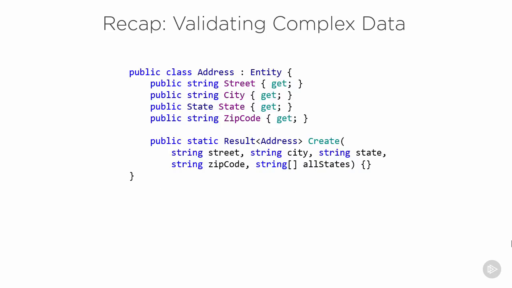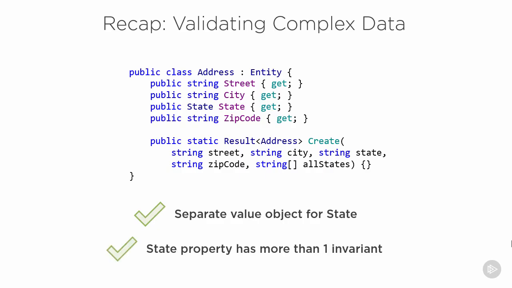When we validated the address class, we introduced a separate value object for its state property. That's once again because we're following the guideline I just described. It is the only property among all address properties that has more complex invariants than just checking the string length. In our case, we tested the input string against the list of all states.